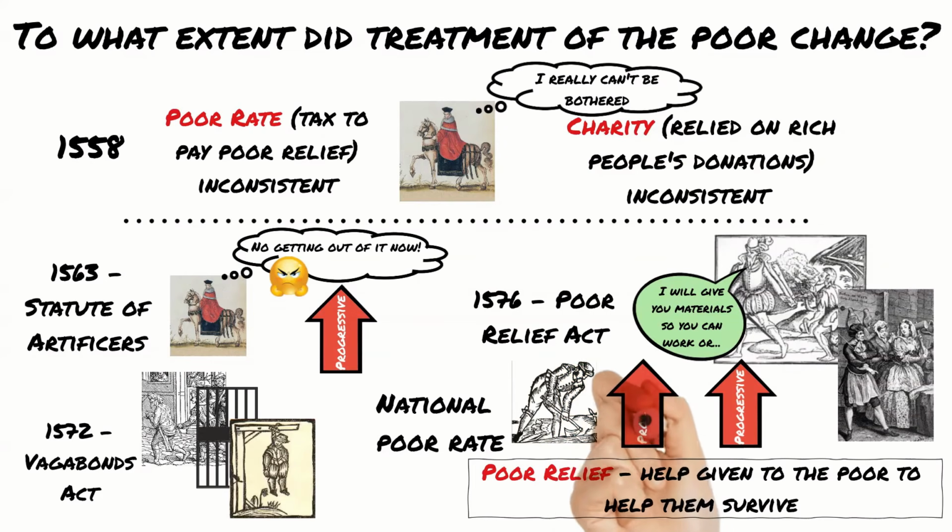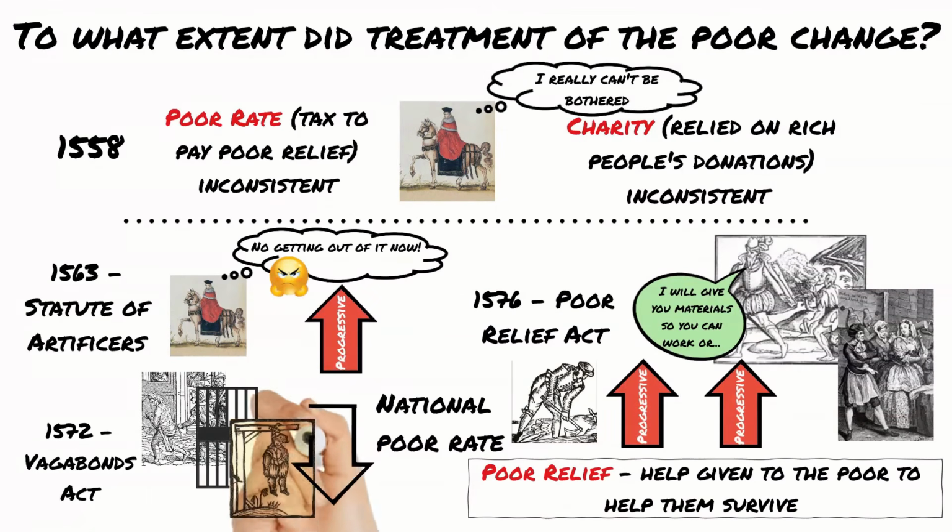This law was partly progressive in that it centralised the system and focused on providing support for the impotent poor and work for the able, but was regressive in that it was a reaction to fears about crime caused by vagrants and focused on punishing them.